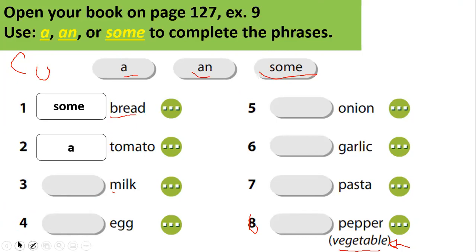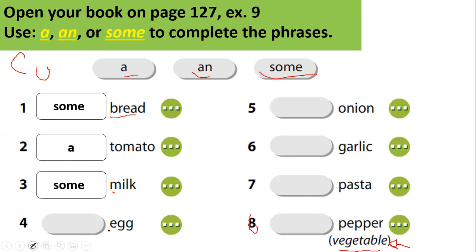Some. So first I need you to tell me, milk, is it countable or uncountable noun? Uncountable. So what do you put? A, an, or some? Some. Exactly. I cannot count the milk. I cannot say 1 milk, 2 milks, 3 milks, but I say some milk, okay?